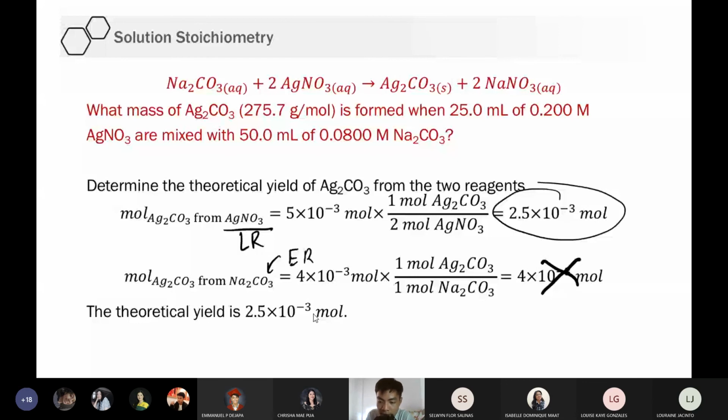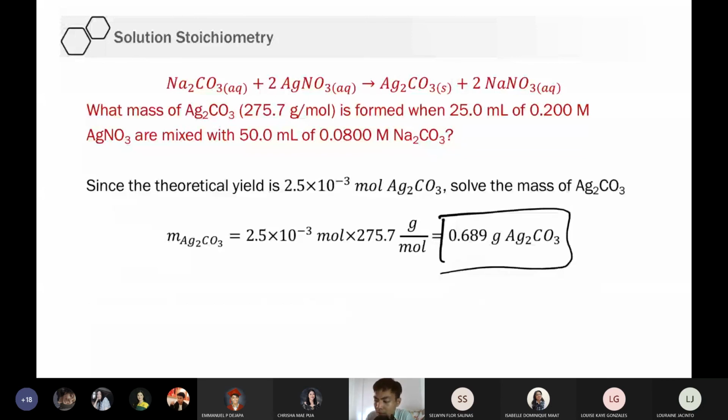Then finally, since the problem asks for mass, what you do is multiply the moles by the molar mass of your silver carbonate, and then the final answer is this one. Okay? So that's it, it's still stoichiometry. That's still from last sem.